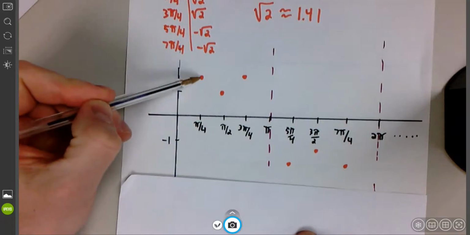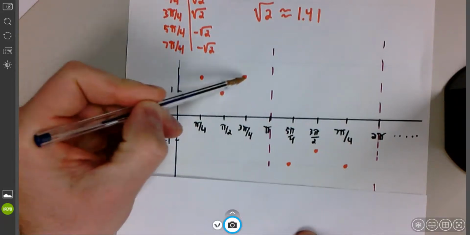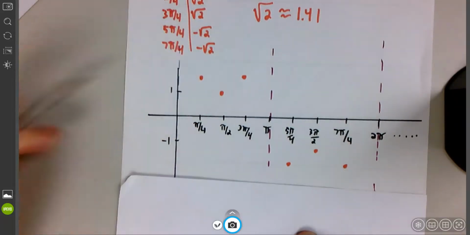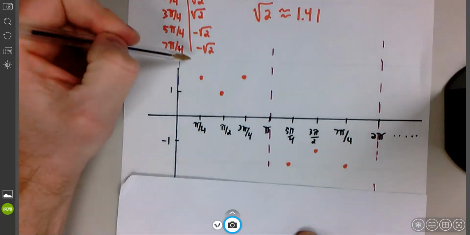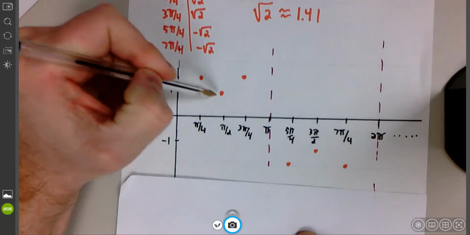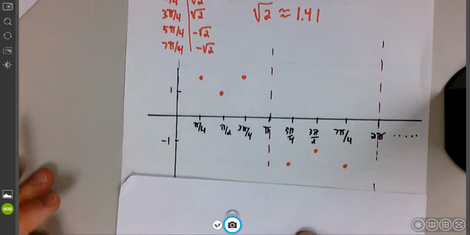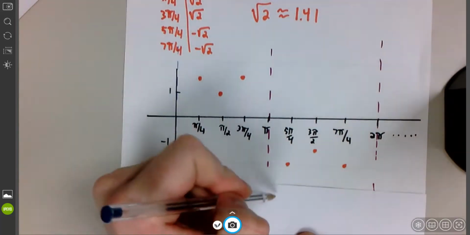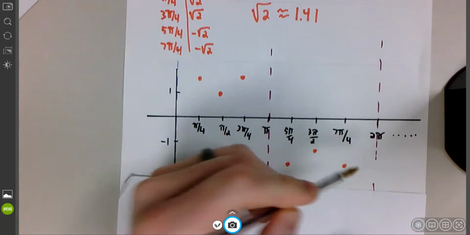My graph has to go through this point, has to go through this point, has to go through this point, and then has to approach this line but never quite get there. Okay, it's going to look like a parabola. It's going to come down, hit this, and approach that without bound. Same thing here. Approach this. It's kind of going to look like parabolas.